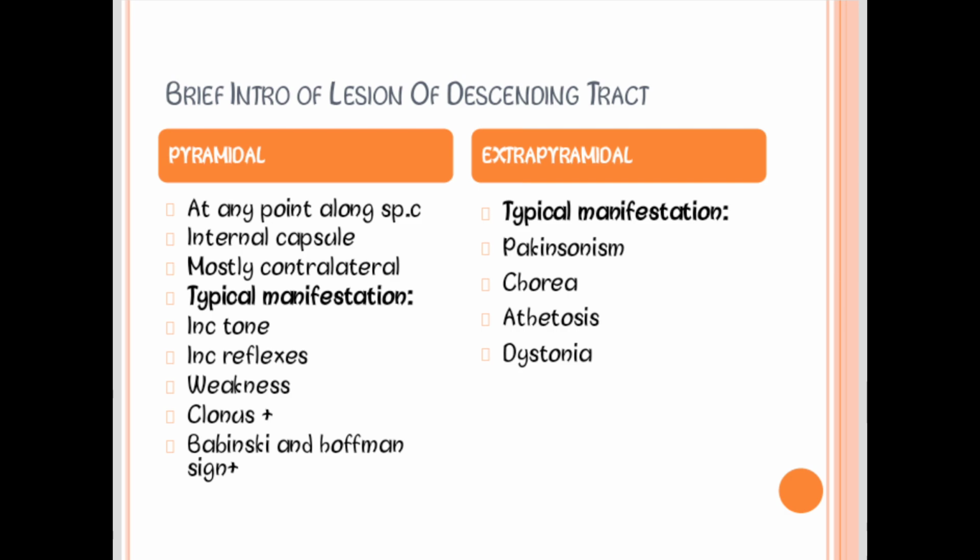Now, the extrapyramidal tract's typical manifestations are Parkinsonism, in which there is rigidity, bradykinesia, tremors, and postural deficits. Then chorea can be seen, athetosis, and there is dystonia.